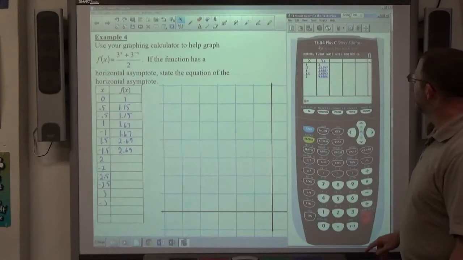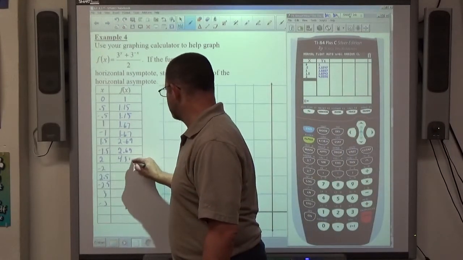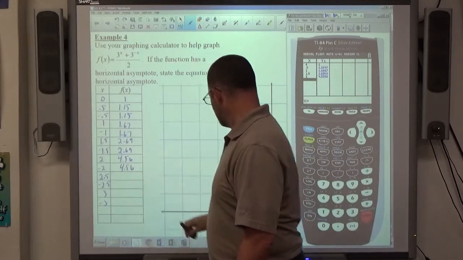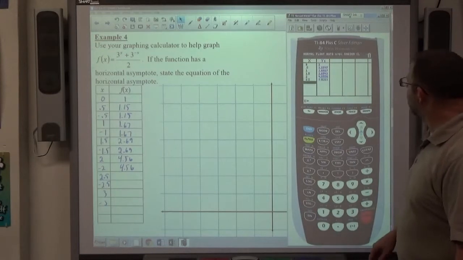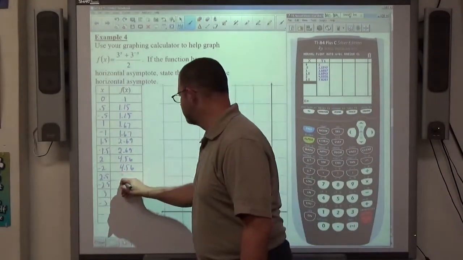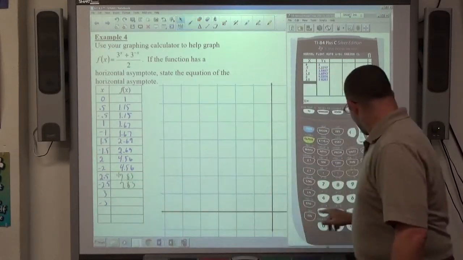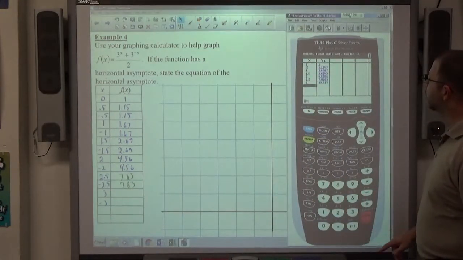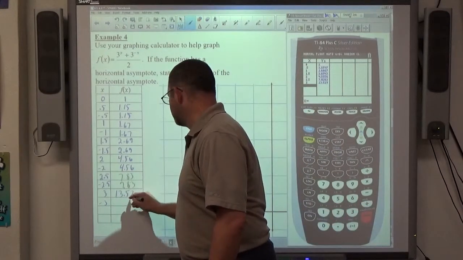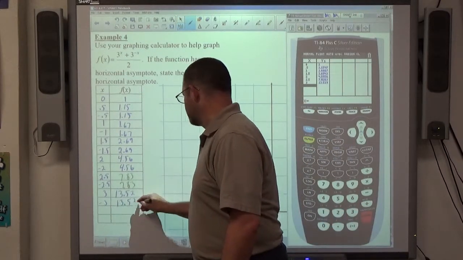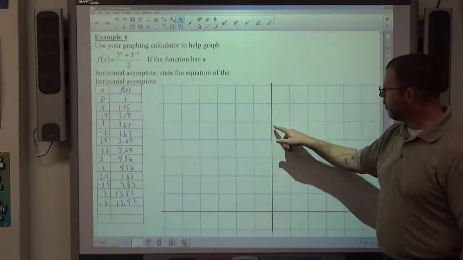Two, 4.56, 4.56. 2.5 is next. 7.83. Oops, picked up the wrong color. Doesn't matter. And then we got 3, and negative 3 gets me 13.52. So we get a bunch of points.